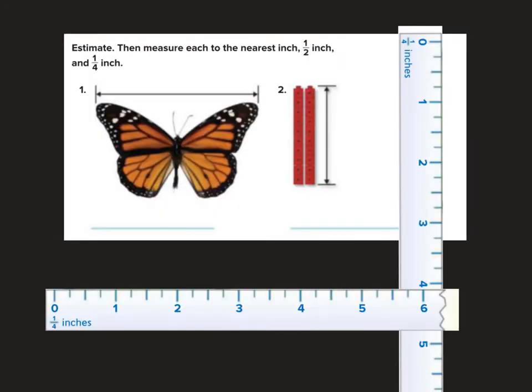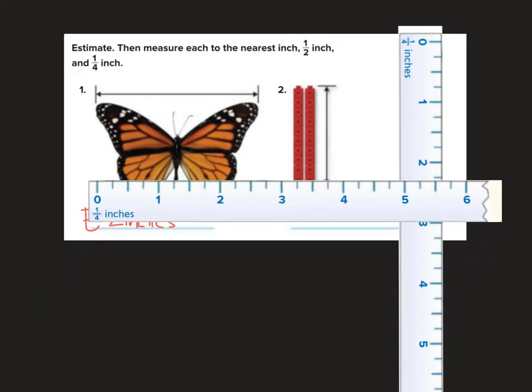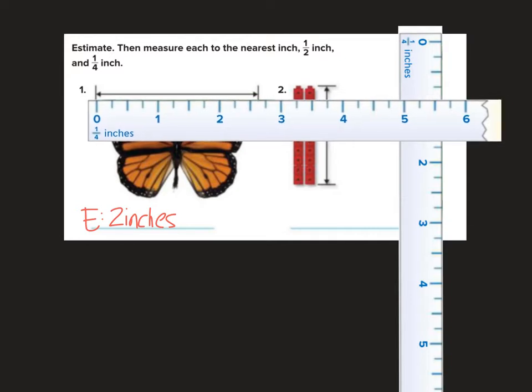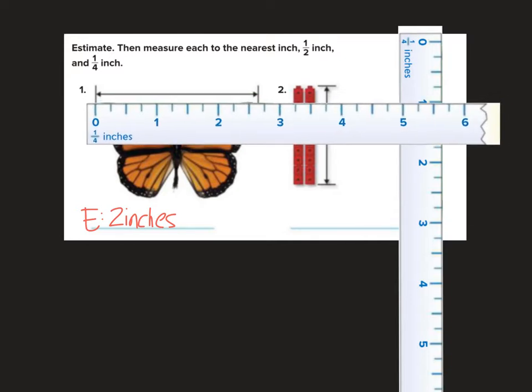Estimate, then measure each to the nearest ½ inch and ¼ inch. Okay, so my estimate would be about 2 inches probably. Looks about right. So let's get our ruler up here. Notice I'm not going to line it up with the edge. I have to line it up with the 0.